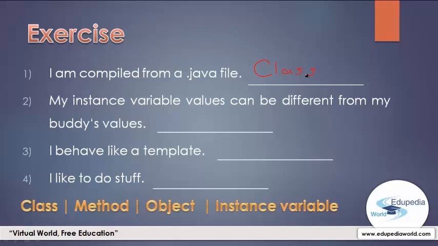The second question, my instance variable values can be different from my body values. So from dog object to dog object, their names, their sizes, their breeds can be different. So this is talking about objects.